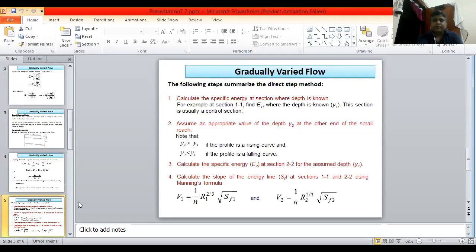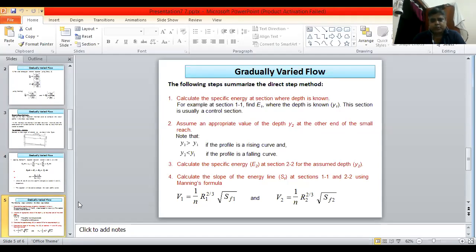Now, gradually varied flow. The following steps summarize the direct step method. First, calculate the specific energy at the section where the depth is known. For example, at section 1, find E1 where the depth y1 is known. This section is usually a control section.